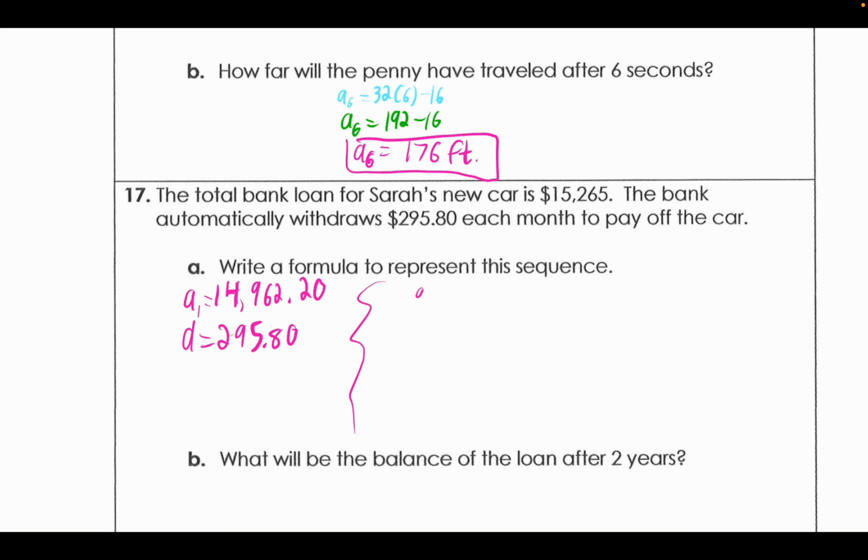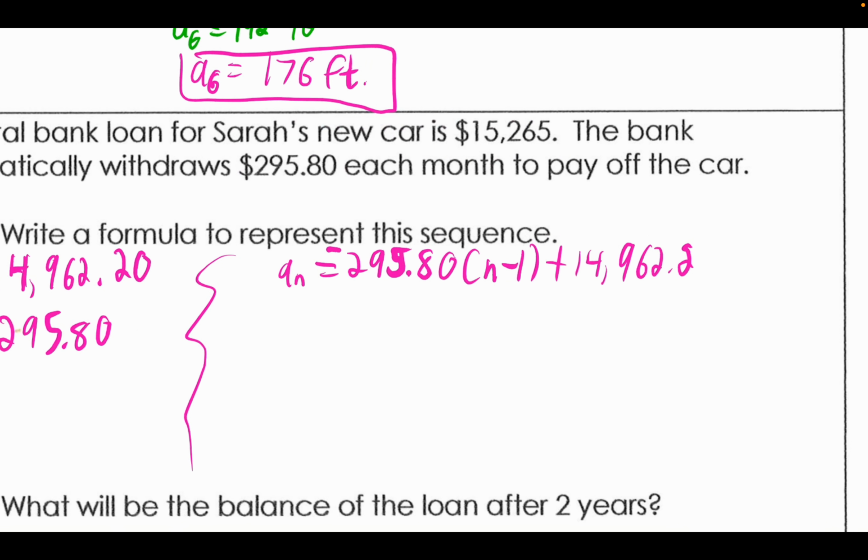So now making our sequence, we have a sub n, or our rule for the sequence, a sub n equals 295.8. Sorry, I should do a negative 295.8 because we're taking money out of her account. She's not gaining money. That'd be kind of crazy. And then plus 14,969.20, either one is fine. Distributing here gives me a sub n equals negative 295.8n plus 295.8. Oh, I forgot the n on the first of these two. Plus 14,969.2.